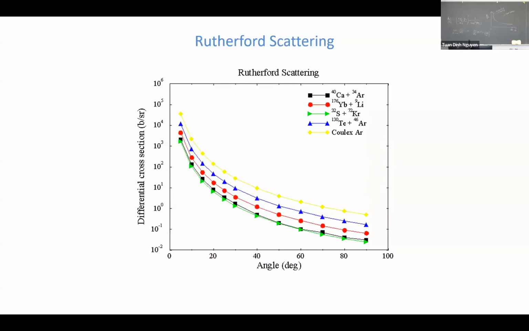Okay, and then here's the experimental data. It fits very nicely. So this is a bunch of experiments: calcium being shot into argon, terbium being shot into lithium, and so forth. I don't know what it is, something argon, but you can see that the theory fits the data very well.